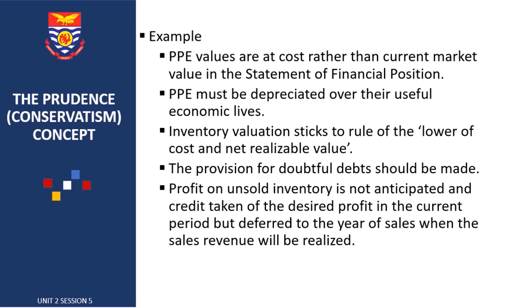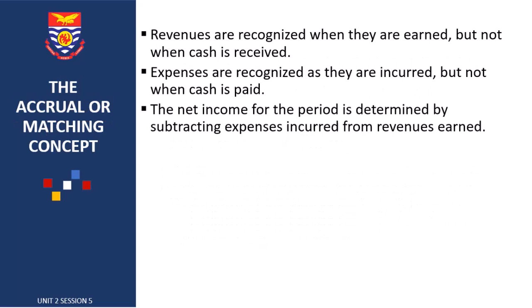The provision for doubtful debt should be made. Profit on unsold inventory is not anticipated, and credit is not taken of the expected profit in the current period, but deferred to the year of sales when the sales revenue will be realized.